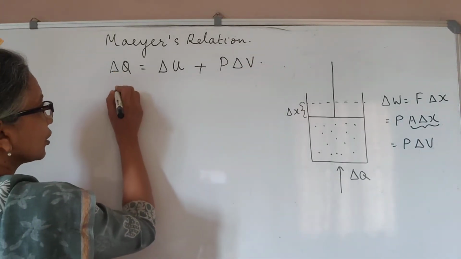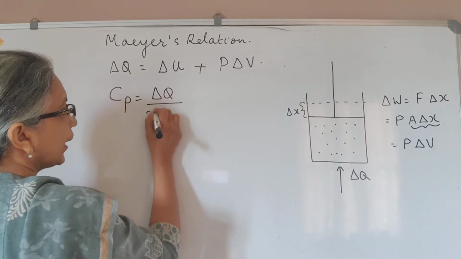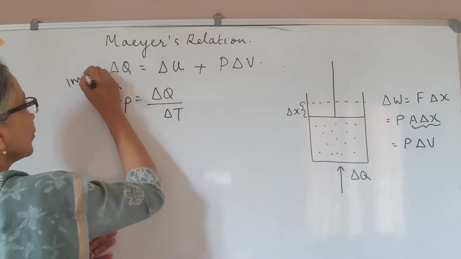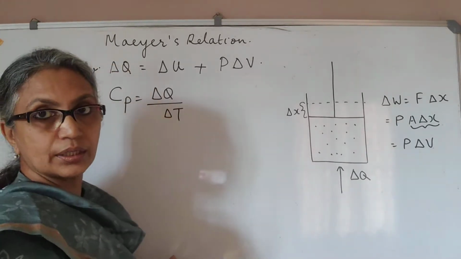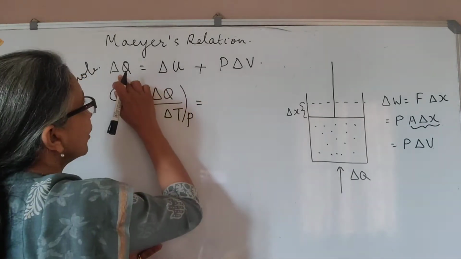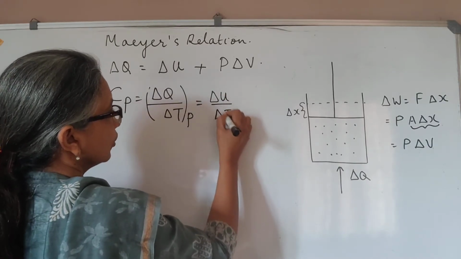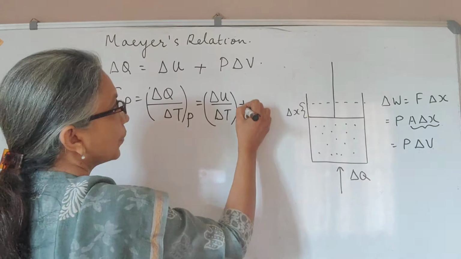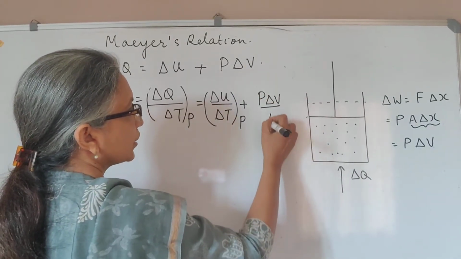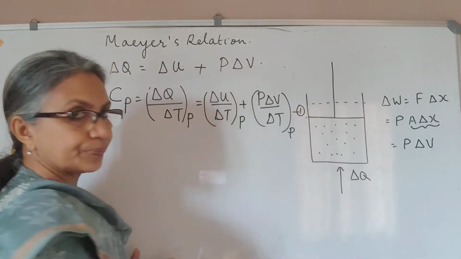Now, Cp is delta Q by n delta T, where if we are talking about 1 mole of the gas, then n is 1. So delta Q by delta T at constant pressure, after dividing by delta T, is going to be delta U by delta T, again at constant pressure, plus P delta V by delta T, this also at constant pressure, which is my first equation.